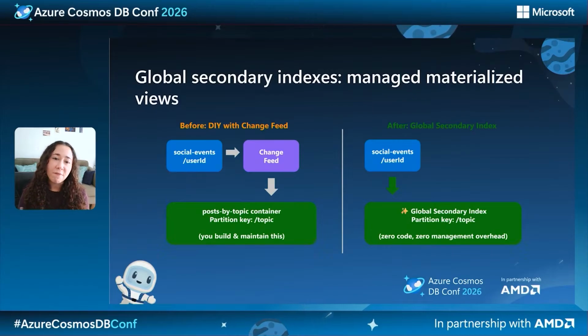In my container, I had 5 physical partitions in my source. If I were to use my source container to serve this query by topic, it would be really inefficient. It would be slow because I'm checking every physical partition, and it also would cost a lot of RUs. With a GSI, I'm able to automatically create this, and I don't have to manage the change feed myself. So let's take a look at the Azure portal, and we can see how this is actually implemented.